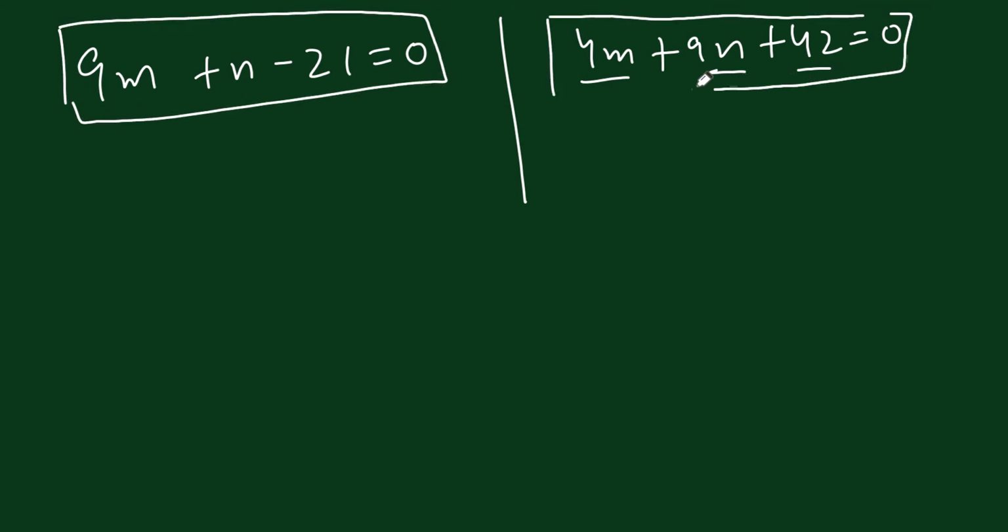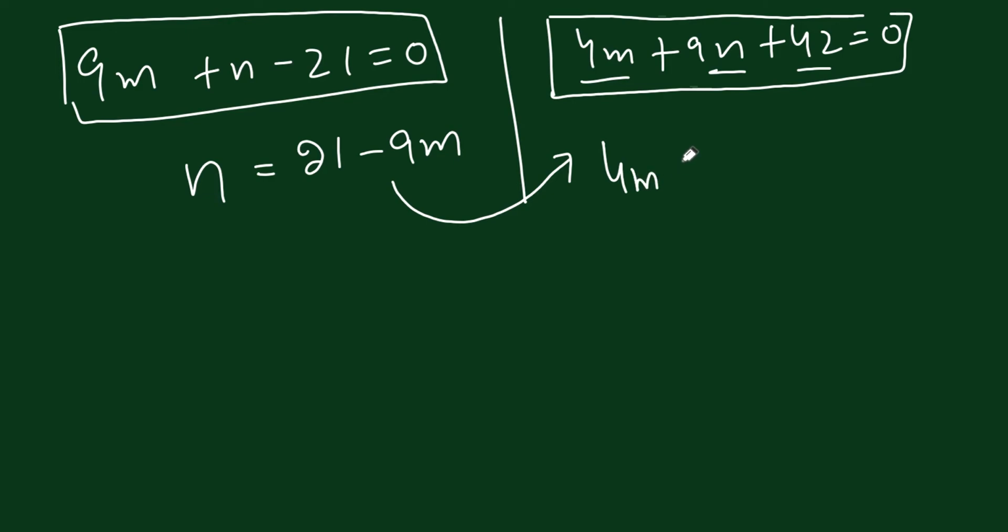How do you solve simultaneous linear equations? You can use the substitution method, or we can use the equating coefficient method. If I use the substitution method, I'll make n the subject because n looks easy to make the subject. 21 will go to the right side, it will become plus 21, and 9m goes to the other side. So we got n is equal to 21 minus 9m. I made n the subject here and substitute this value of n in this equation. So it is 4 into m plus 9 into n, but in place of n, we are going to write 21 minus 9m. This is how we simplify simultaneous equations. Plus 42 is equal to 0.